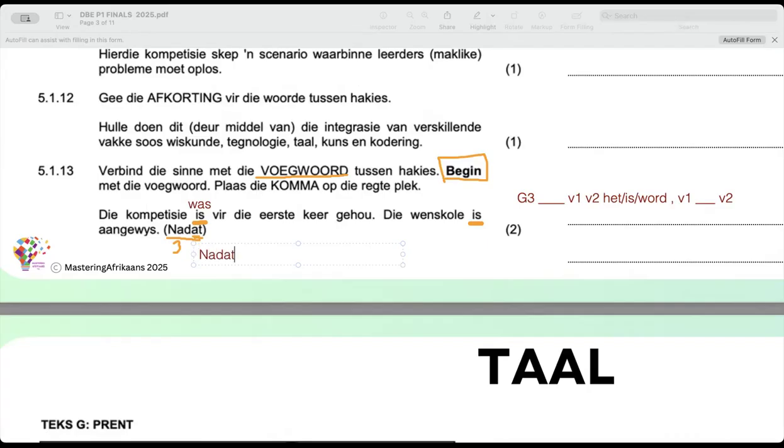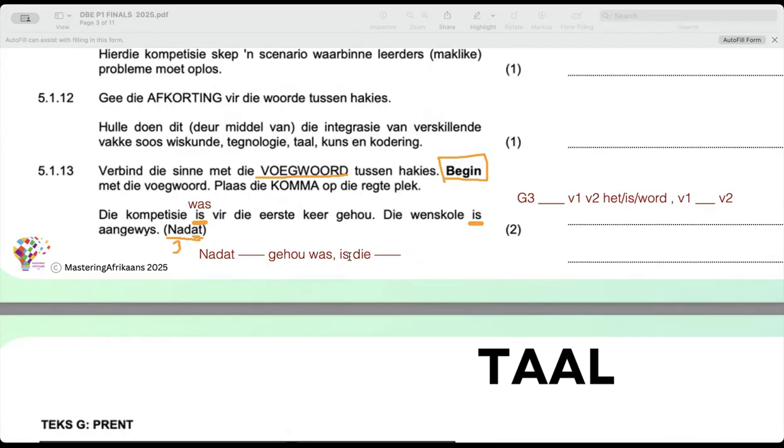So for your answer would be "nadat die kompetisie vir die eerste keer gehou was, is die", and then you would have the rest of the sentence. So yes, you can have "was" and "is" together. And we do the same thing in English. If you think about it, nadat means after.